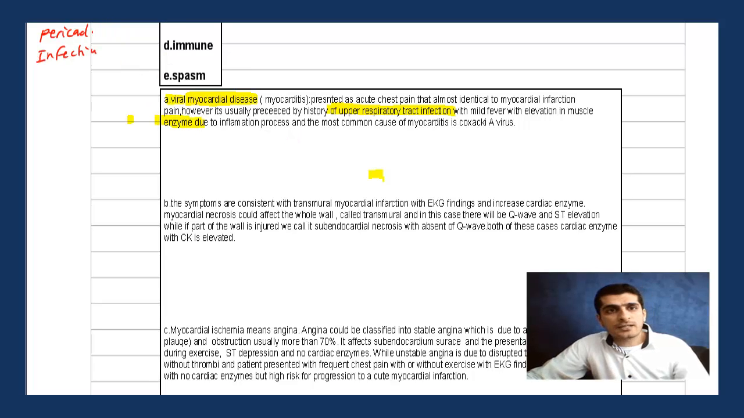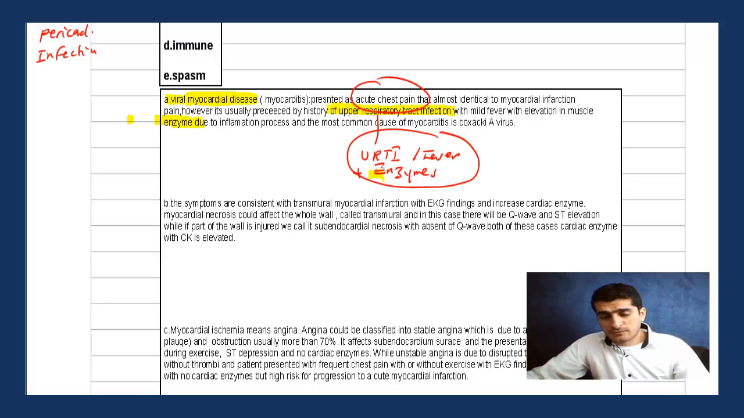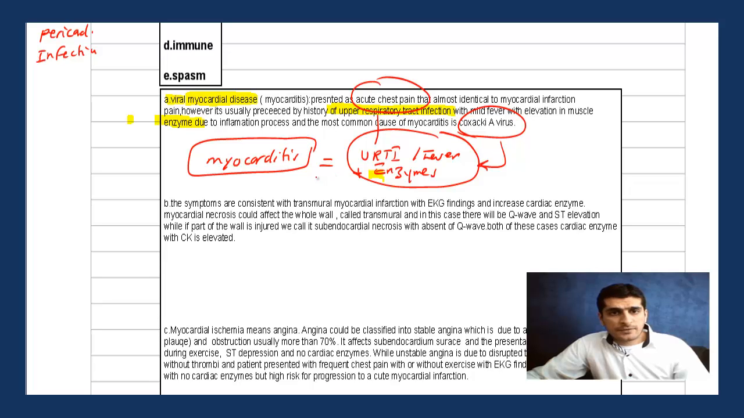So how will you rewrite these? You will just say the same acute chest pain patient, plus upper respiratory tract infection, which usually comes with fever, usually low-grade fever, plus enzymes. So that's it. Instead of these 3-4 lines, you will just make it by a few words: upper respiratory tract, fever, enzymes, Coxsackie A virus. This is usually myocarditis. All right. So that's it.